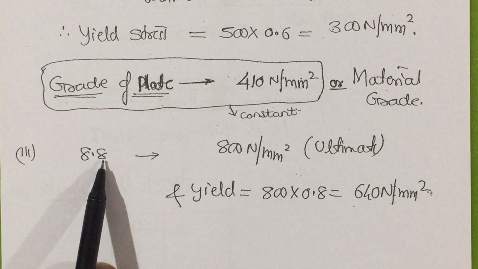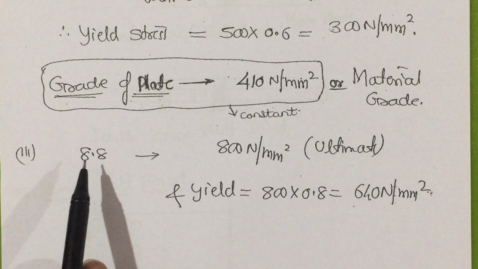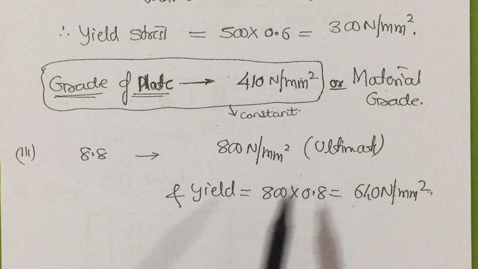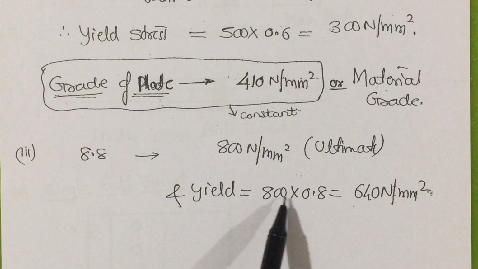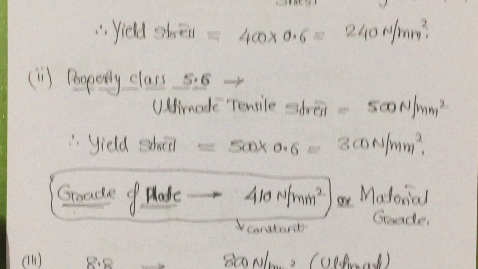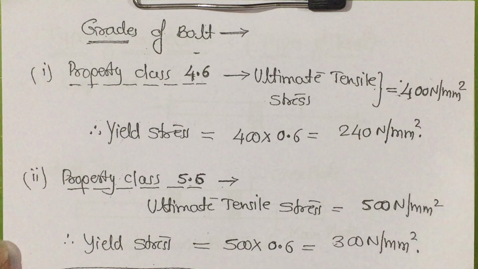Like that only, if I say 8.8, that indicates 8 into 100, 800 Newton per mm square, that is the ultimate tensile stress. Then yield stress is given by 800 multiplied by 0.8, 640 Newton per mm square. This will be useful while solving the problem.